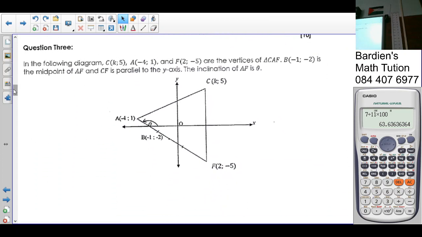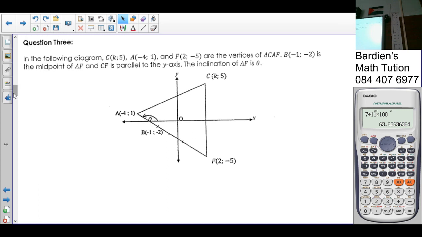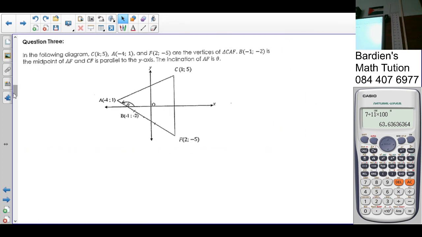No? Right, let's look at question 3. In question 3 we are told, in the diagram, C, which is K and 5, A, negative 4 and 1, F, which is 2 and negative 5, are vertices of triangle CAF. B, which is negative 1 and negative 2, is the midpoint of AF. So that's the midpoint. So I can work out, look at the endpoints also given. Then we are told that CF is parallel to the y-axis. So that means the x value will be the same, so k is equal to 2. Alright, you guys agree with that?